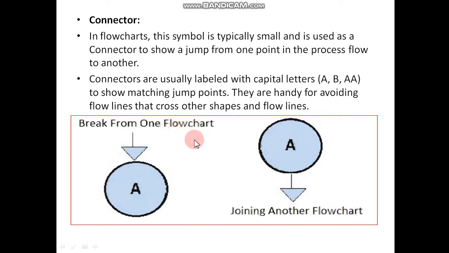When we want a break from one flowchart, then that type of connector symbol is used. If we want to join another flowchart, then this type of symbol is used.